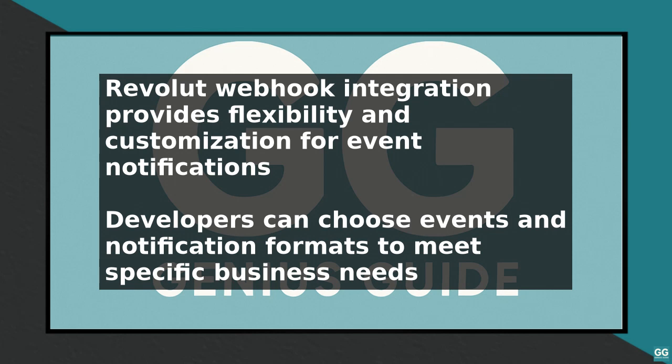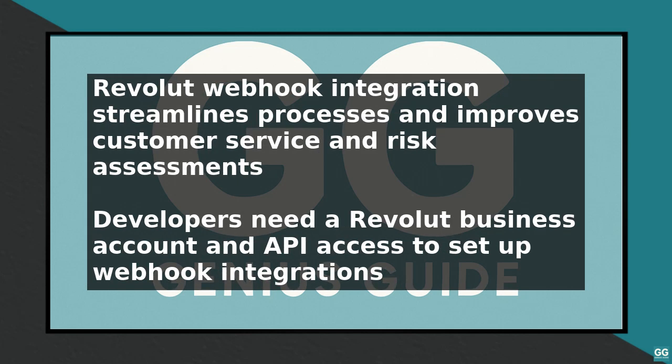To get started with Revolut Webhook integration, developers will need to have a Revolut business account and access to the Revolut API. They will also need to specify the events they want to receive notifications for, and provide a designated URL for the webhook to send notifications to. Once set up, the webhook will start sending notifications in real time, allowing developers to build responsive and automated applications.